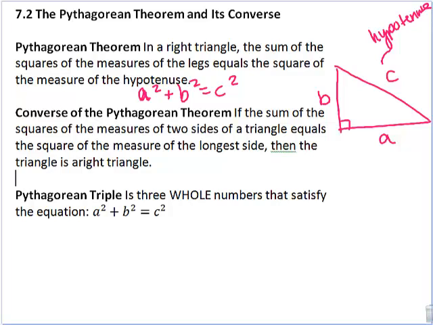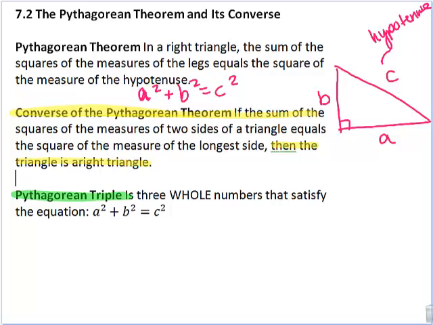This converse just means we're going the reverse order. So the converse is just telling us that if we know this is true, so if I give you three numbers and we plug it into the Pythagorean theorem and it works, then we have a right triangle. Okay? So they're really saying the same thing. And then there's one other word. You should know Pythagorean theorem already, but there is something called a Pythagorean triple.